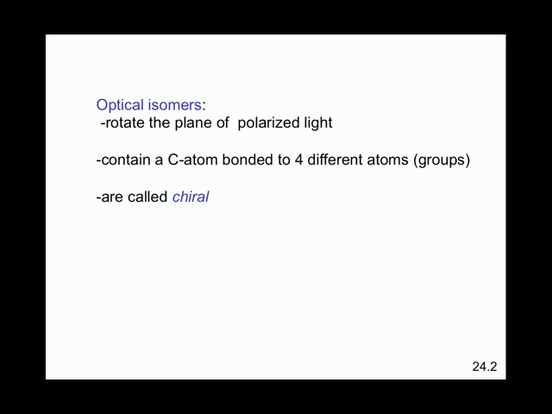Take the clear out of it. And so what happens if you have a solution of one of these optical isomers and you put polarized light through it, it won't go through in a straight line. You find that you can rotate the plane of it. It'll bend it to the right or to the left. So we're going to take a look at some of these. An optical isomer, besides rotating the plane of polarized light, contains a carbon atom bonded to 4 different atoms or groups. If that's the case, then it's going to be called chiral. If it isn't like that, then it's going to be called achiral. So we're going to take a look at some of those.